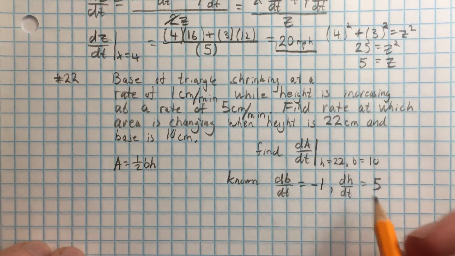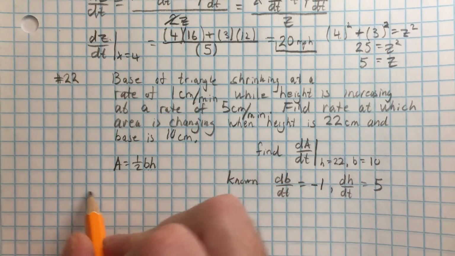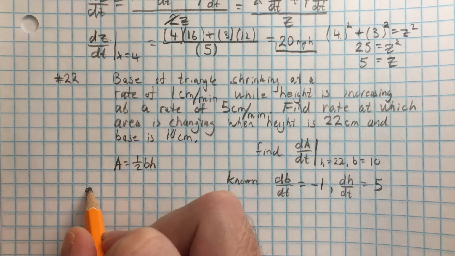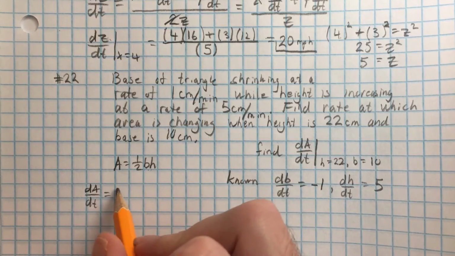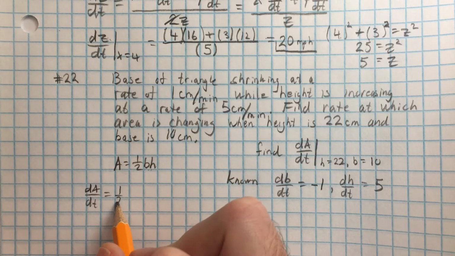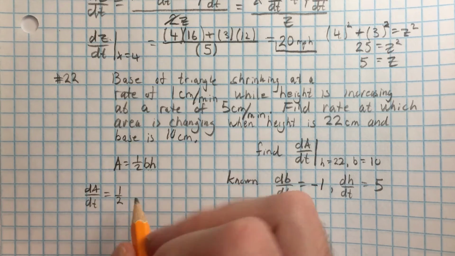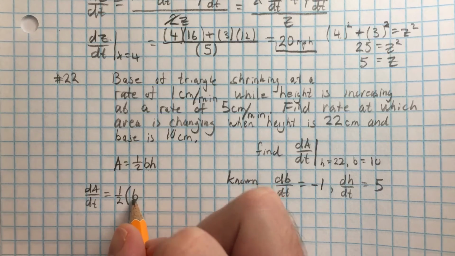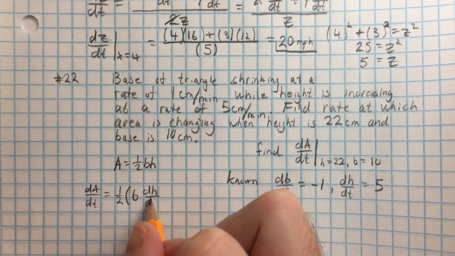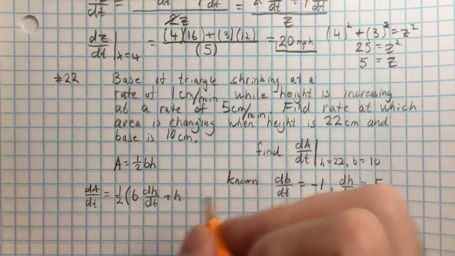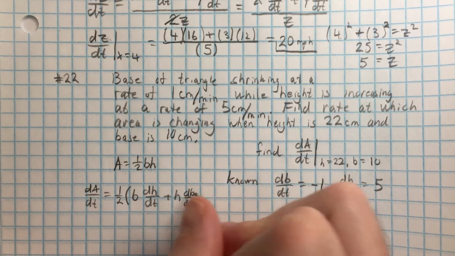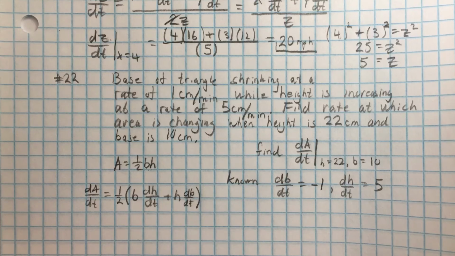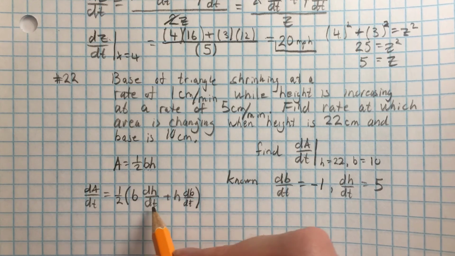So let's go ahead and take the derivative and get dA/dt on the left. Again, we have a little bit of implicit differentiation here. dA/dt on the left equals, the derivative will bypass the 1/2 and apply itself to the b times h part. So that will be first times the derivative of the second plus the second times the derivative of the first. b times dh/dt plus h times db/dt.